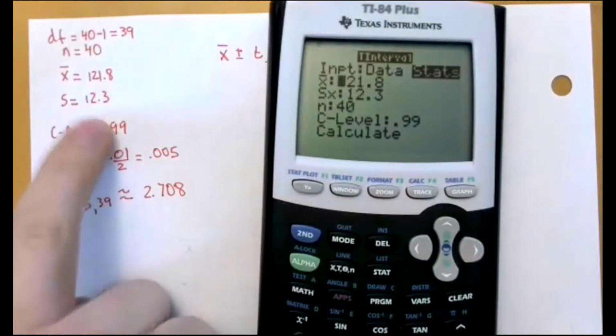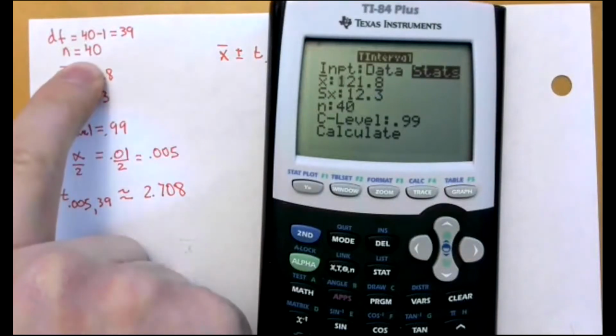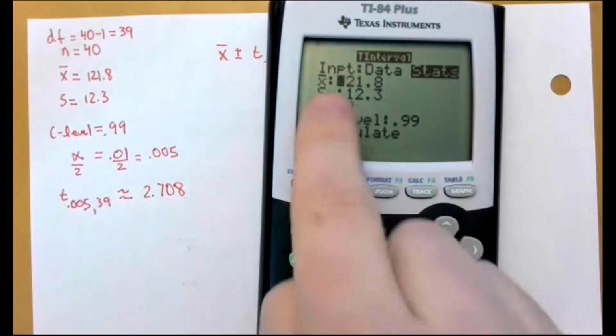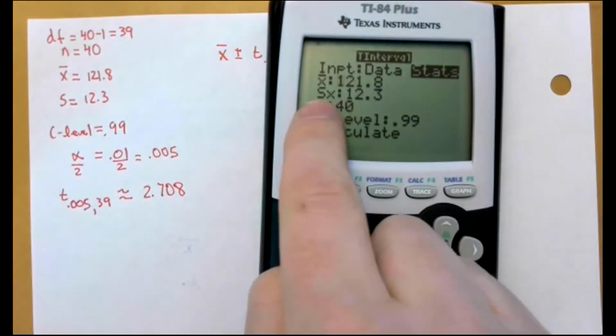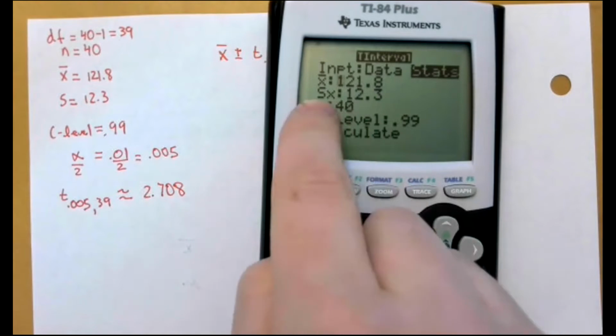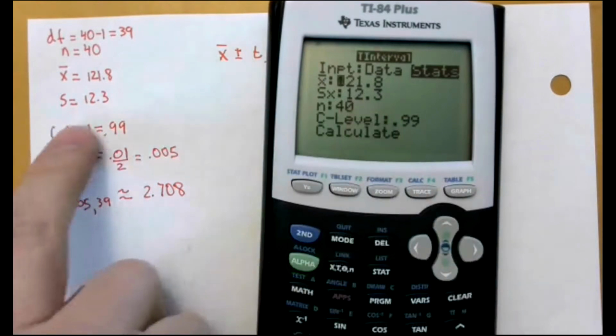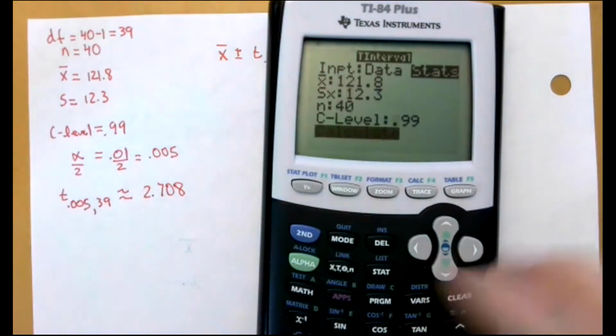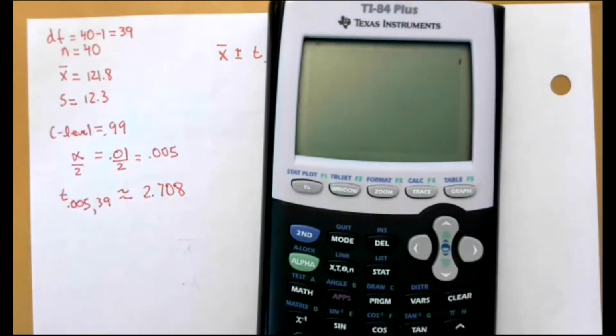121.8, 12.3, 40 for N, 0.99 for the C level. I think the only one that looks a little weird is the calculator uses SX for the standard deviation. And then calculate. And there it is.